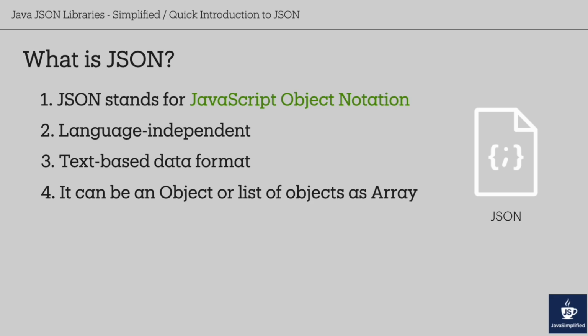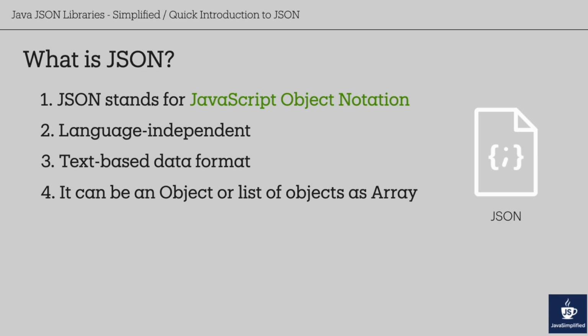The second point is it is language independent, meaning JSON can be used between different types of services. For example, it can be used between Java to Java services, or between Java to Node.js services, or even Node.js to React.js. So we have a great level of flexibility using JSON.